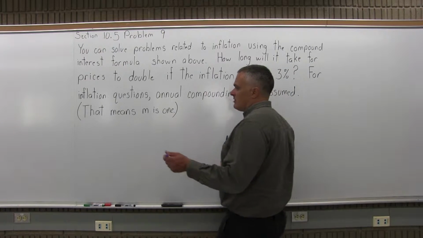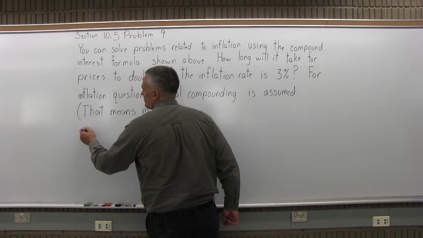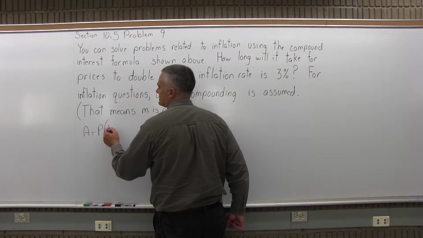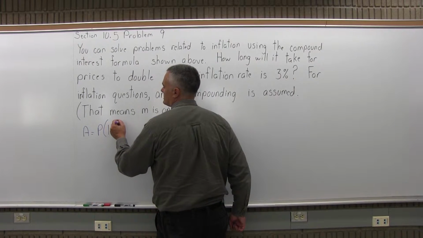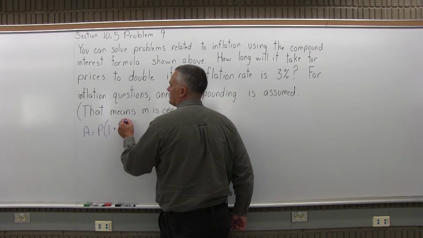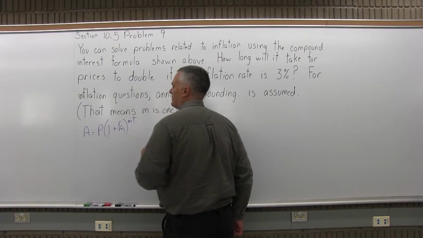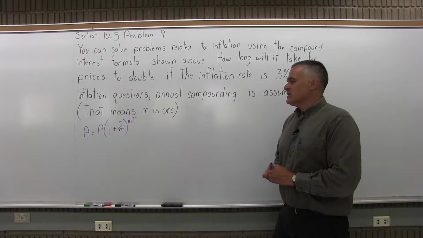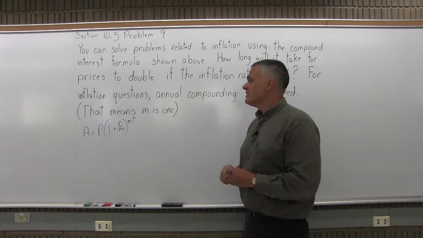So the question makes reference to the compound interest formula, which they claim is shown above. So just to remind you what it is, the compound interest is A equals P times in parentheses 1 plus r over m, close the parentheses, raised to the exponent of m times t. So it says you can use that formula to answer inflation questions.